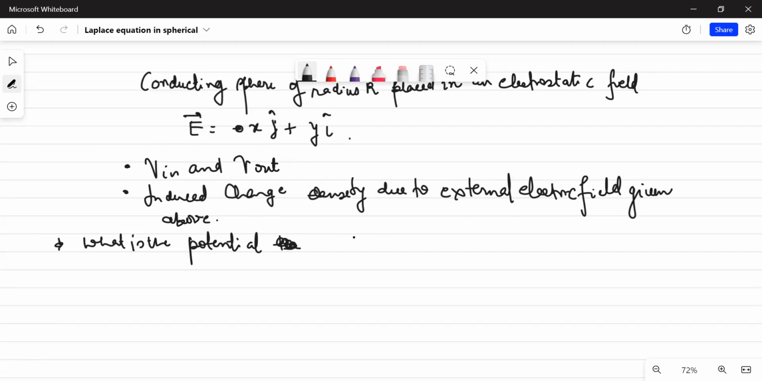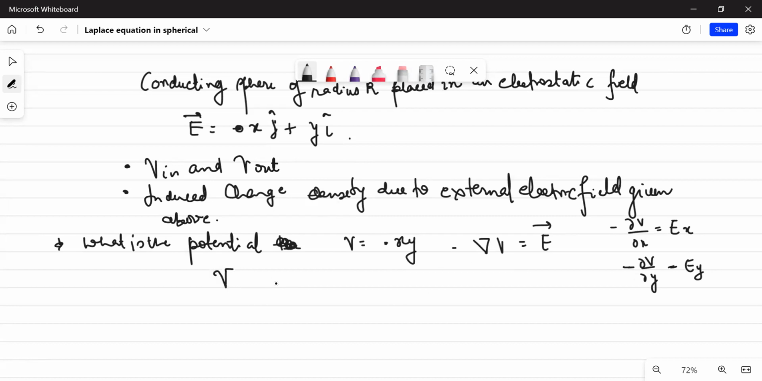So if you remember, minus grad V is equal to the electric field, isn't it? Or I can simply take minus del V upon del x as the component of electric field along the x-axis, and minus del V upon del y as the component of electric field in the y direction. So that is another way. If you do this also, you'll get to this. Okay. So in general, what is the potential all around?